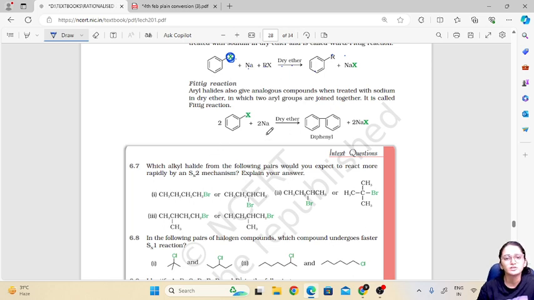Then the Fittig reaction: aryl halides also give an analogous compound. In the Fittig reaction you just have to add sodium and dry ether, with no need to add alkyl halide. So we take two molecules of halobenzene, add sodium and dry ether, and we get diphenyl as the product along with sodium halide. This is called the Fittig reaction.